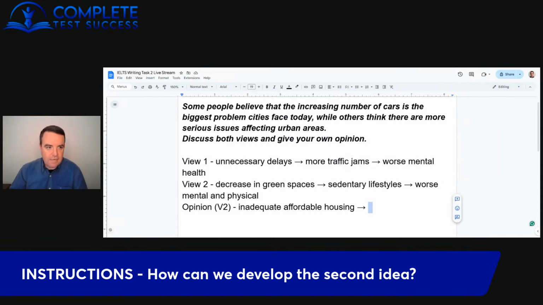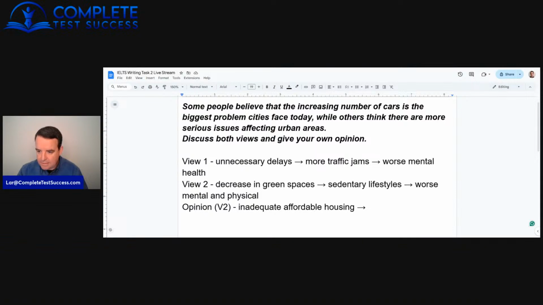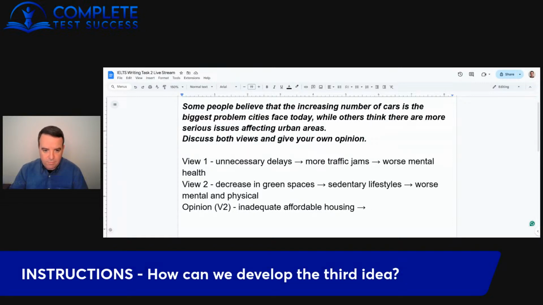And then we're on to our last idea, inadequate affordable housing. How are we going to develop that idea? Okay, so again, that's my next task for you. How can we develop the third idea? Okay, so good work so far from everyone. Really good. We're now on that third idea, inadequate affordable housing. How is that worse than the increasing number of cars?